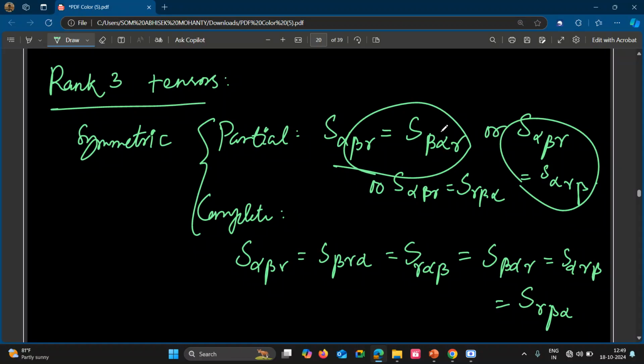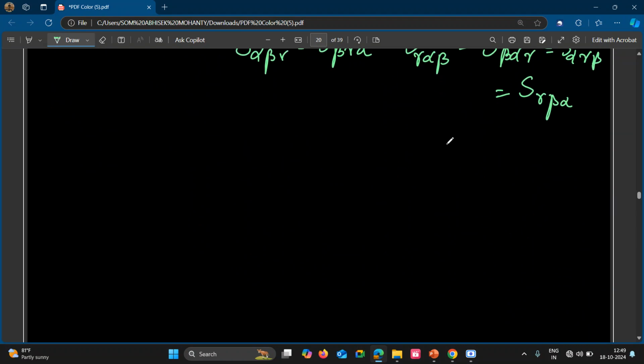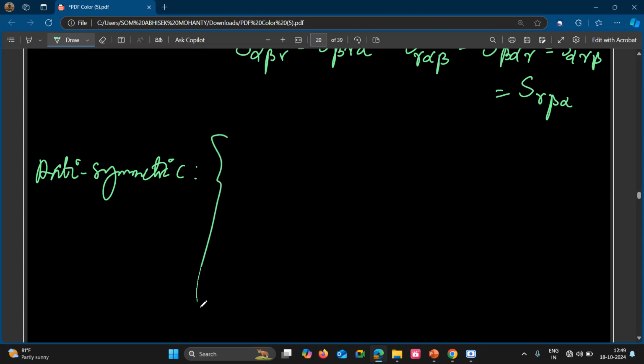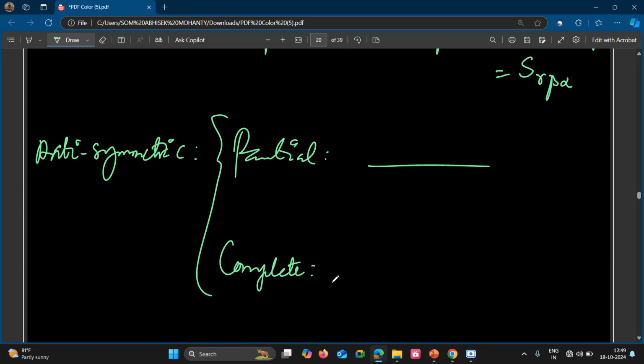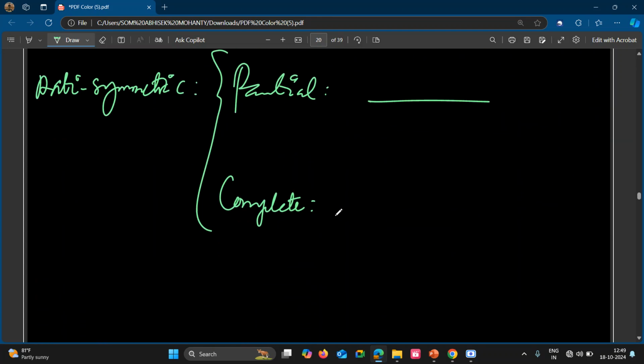The same goes for antisymmetry also, partial and complete. I hope this is for you to write. I will give you this one exactly like this, or you have to write it. This is for your homework.